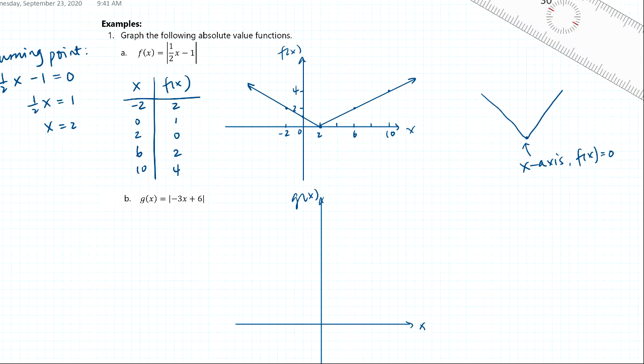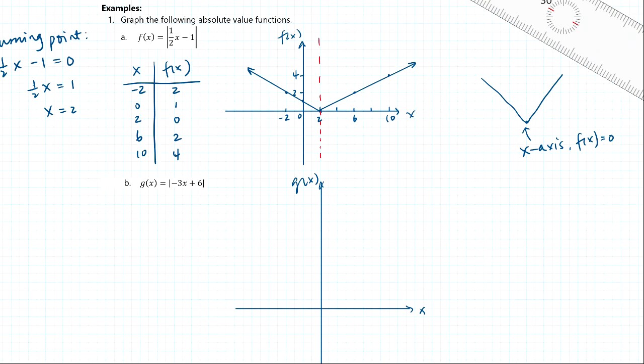And if you check your graph, if you use the turning point as the axis of symmetry, you will see the two halves are exactly mirror images of each other. They should have exactly the negative slopes of each other. If this part has a slope of 1/2, this part would have the slope of negative 1/2. And that's how we can go about graphing this.